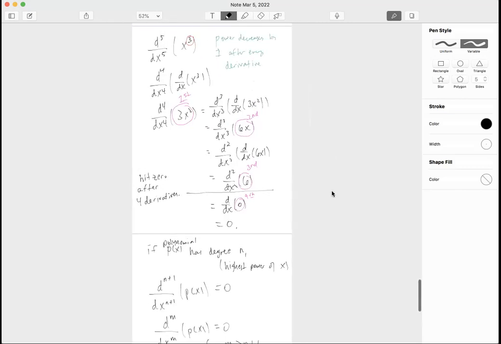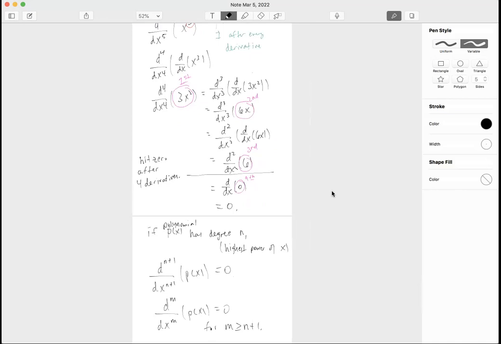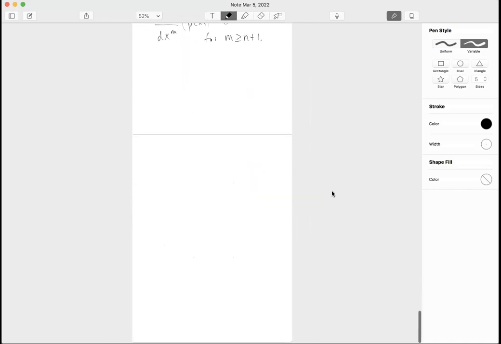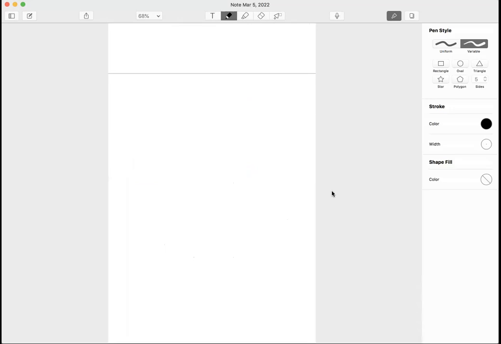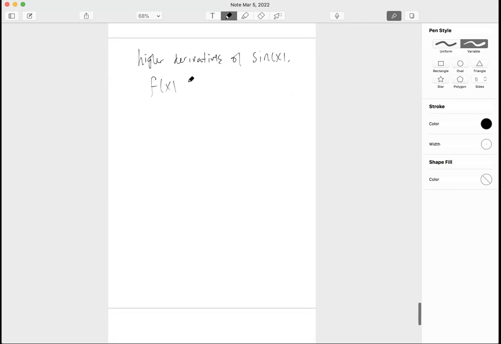So polynomials have this nice property, and actually another function has an interesting property when it comes to higher derivatives. So let's do it for sine. Higher derivatives of sine of x. For sine of x, our first derivative we know is cosine. And then let's take the derivative of this.